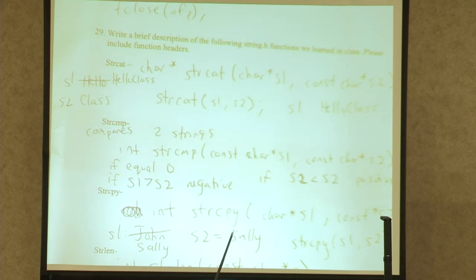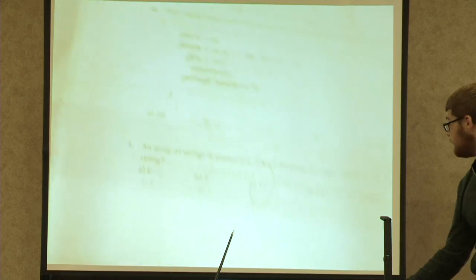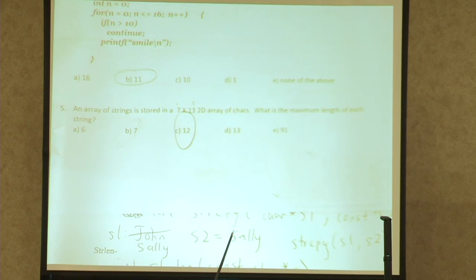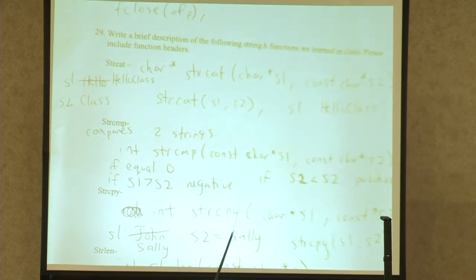Do you have that question? What was the question for that one? This one said you have an array of strings stored in a 7 by 13 2D array of chars. What is the max length of each string? It would be 12 because 7 is the rows, 13 is the columns. It depends on columns for strings, and then you have to have the null terminator, so it has to be 12. Can you explain that again real quick?